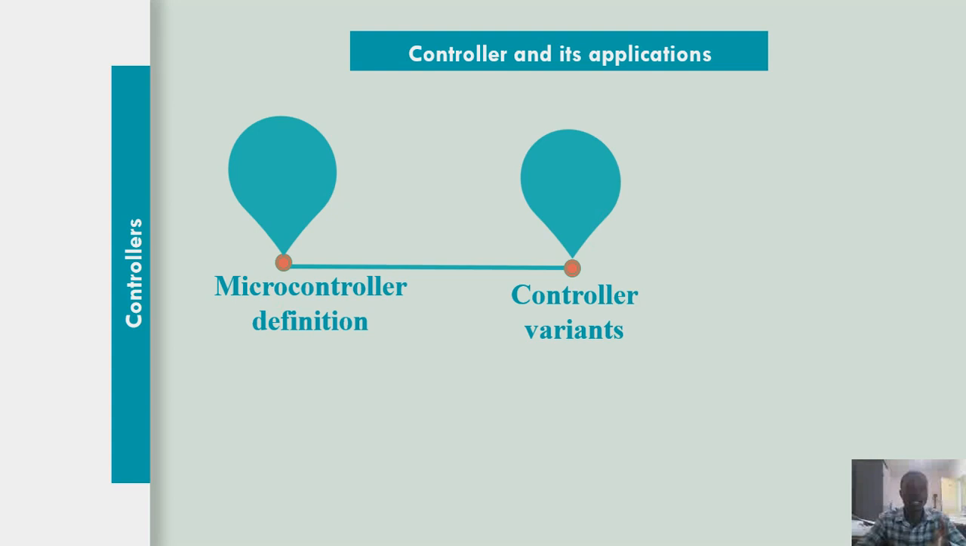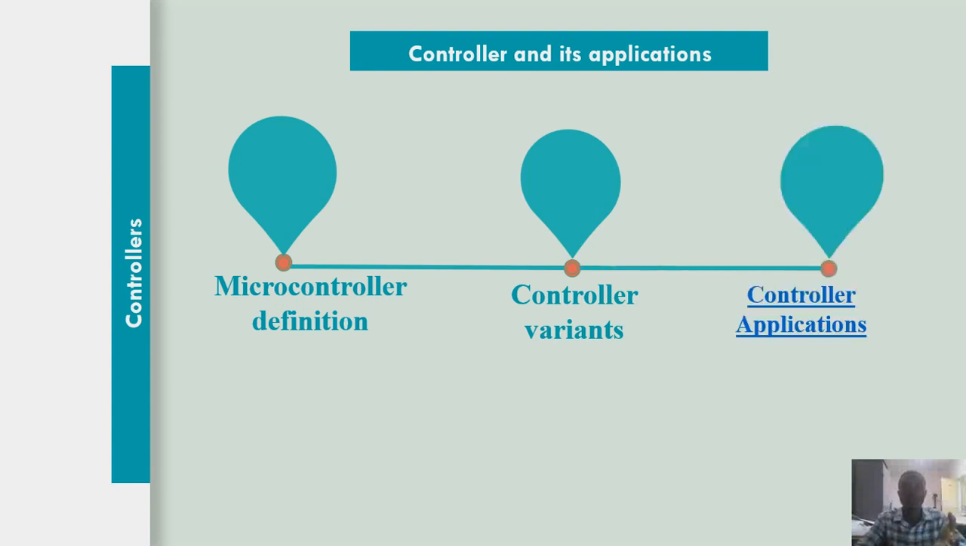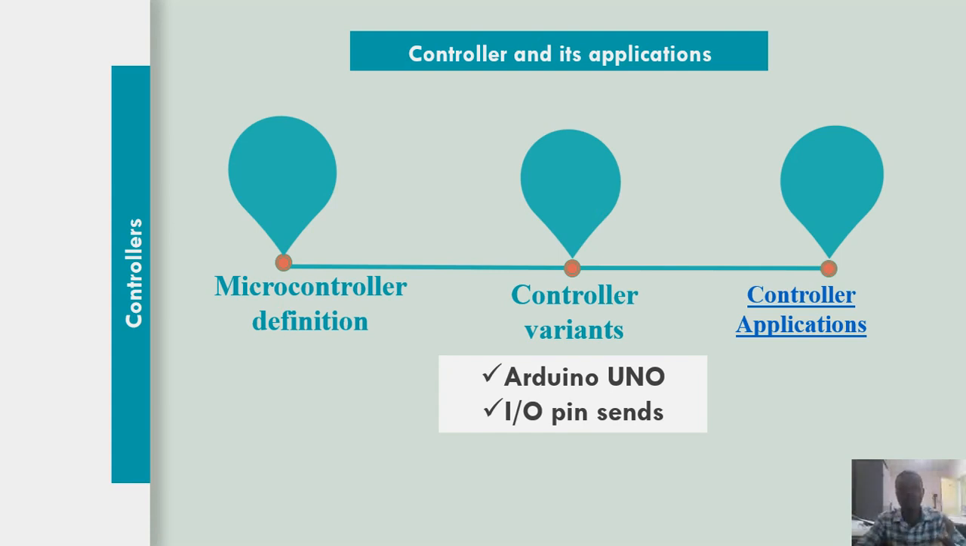They are used in security alarms, automobiles, smart ovens, and automated control systems. And then we have talked about the controller variants, which are PIC, ARM, 8051, and so forth. And then we have talked about controller applications and the Arduino, which is the one that we are going to look at in this presentation.